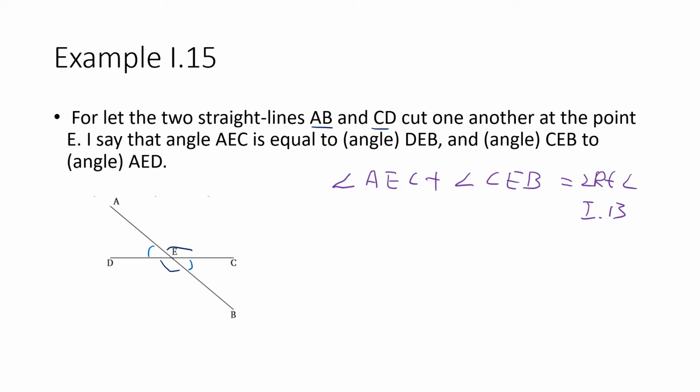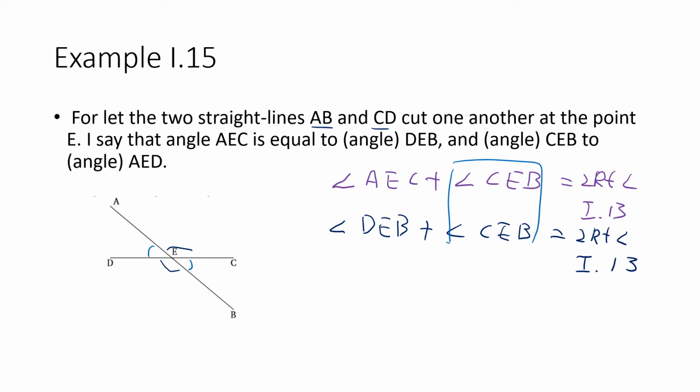That is, angle DEB plus angle CEB equals 2 right angles. Again, it's the same as proposition 13. Okay, so CEB and CEB are the same, and on the other equation, the total of 2 right angles is the same.